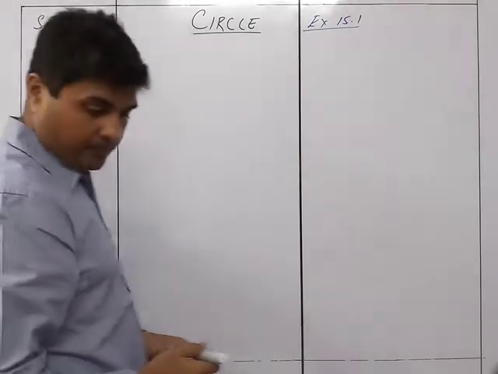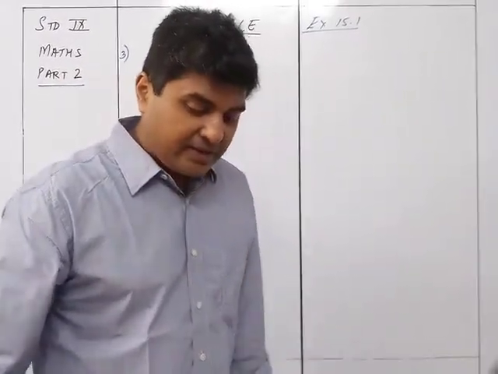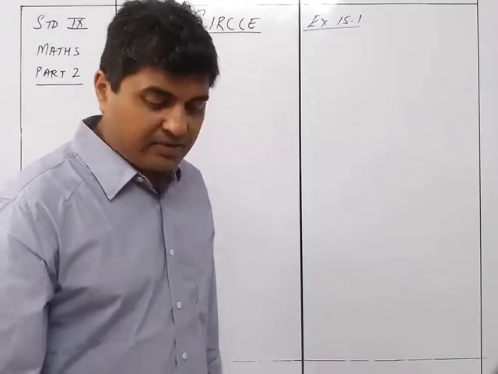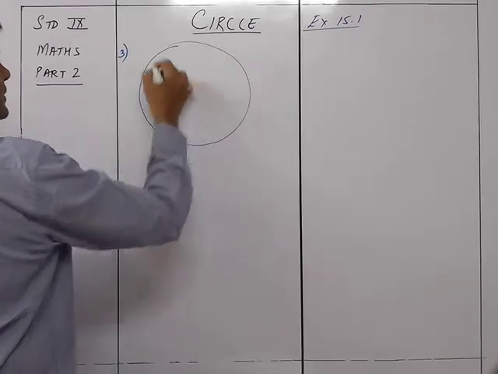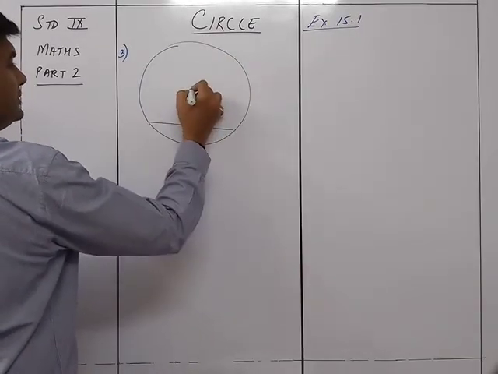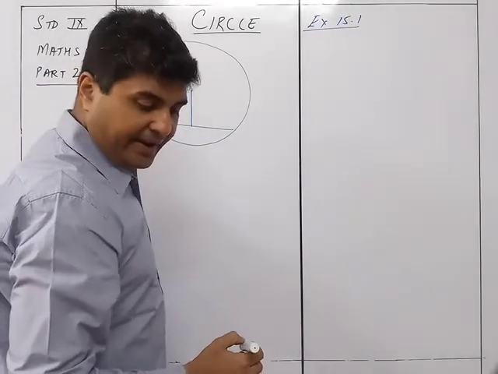Third sum. A chord of length 8 cm is at a distance of 3 cm from the center. Calculate the radius. Simple again. This is the circle. This is the chord. The distance between the center and the chord is 3 cm. The chord is of 8 cm.